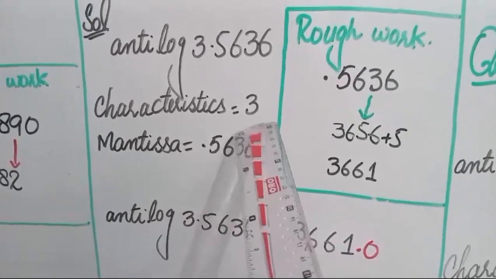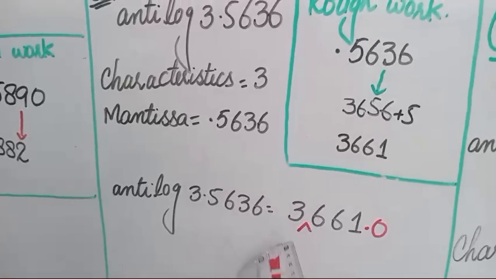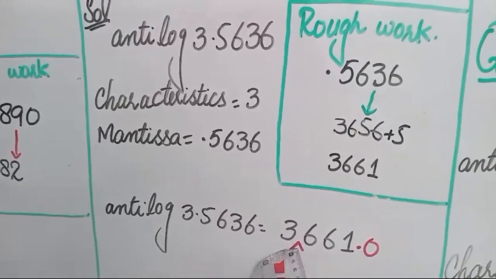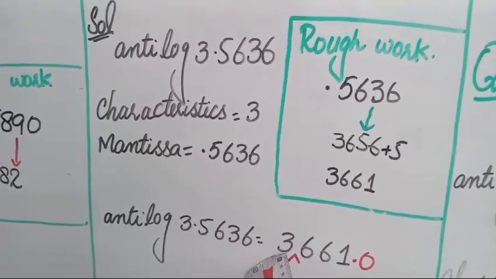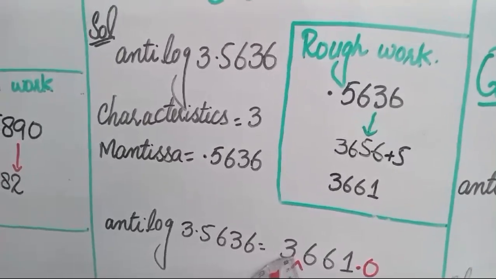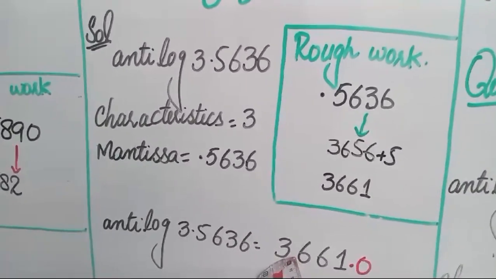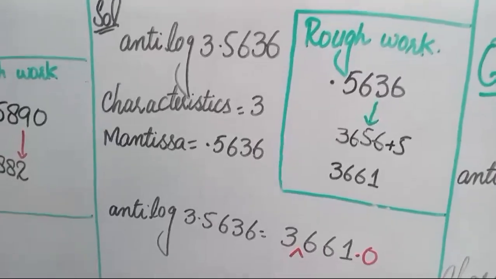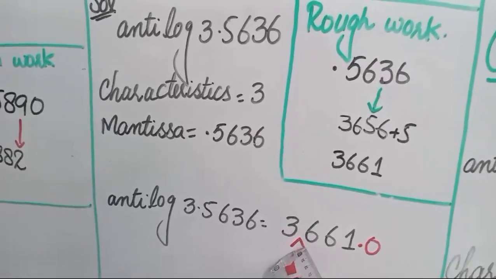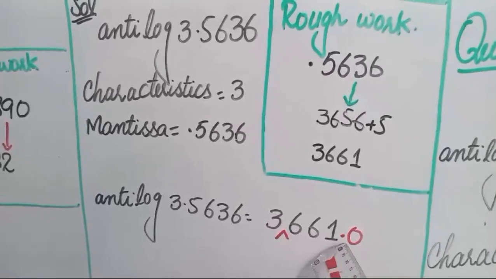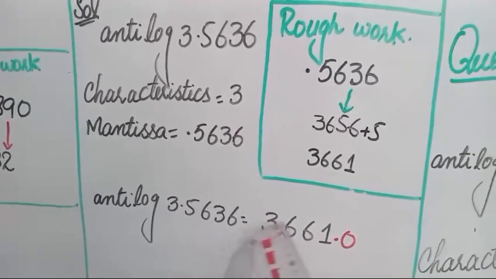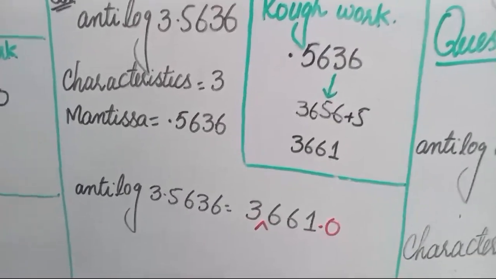As our characteristic is 3, our decimal point is after 3 digits of the reference point. Our reference point is always after the first non-zero digit, so it is after 3, and after the reference point we have to place the decimal point after 3 values. So our first, second and third value will come after 1. So our answer is 3661.0.